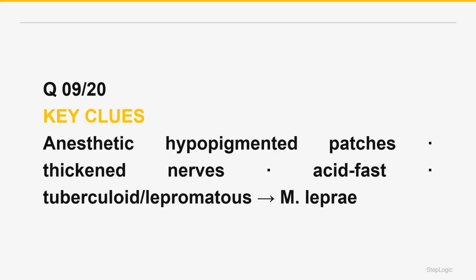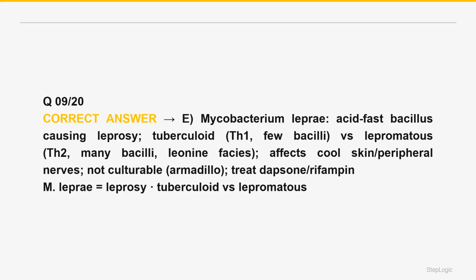Mycobacterium leprae. This is Mycobacterium leprae, the acid-fast bacillus that causes leprosy, Hansen disease. It characteristically affects the cooler parts of the body, the skin and the superficial peripheral nerves, producing hypopigmented, anesthetic, numb skin lesions and thickened palpable peripheral nerves, with sensory loss leading to unnoticed injuries and deformities. It cannot be grown in vitro; it is cultured experimentally in the nine-banded armadillo and mouse footpads. The correct answer is E.